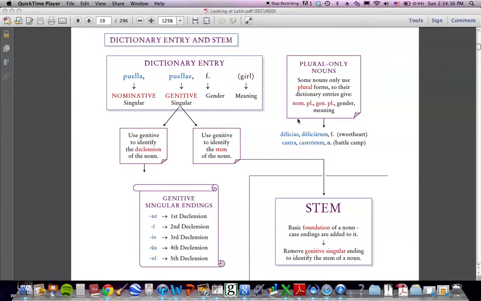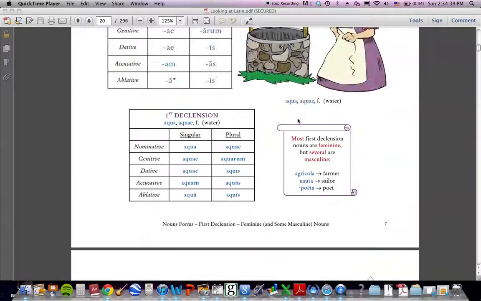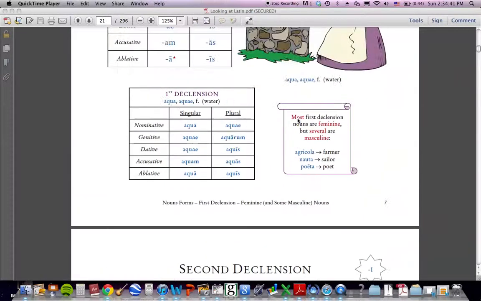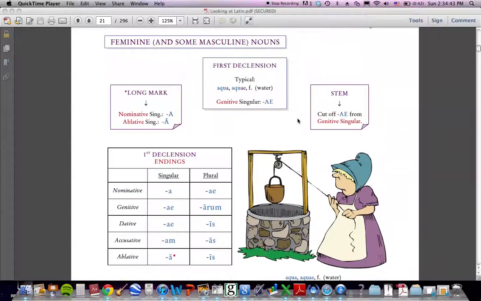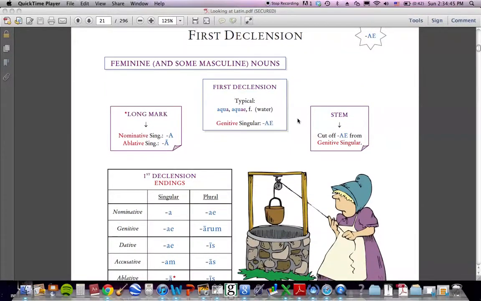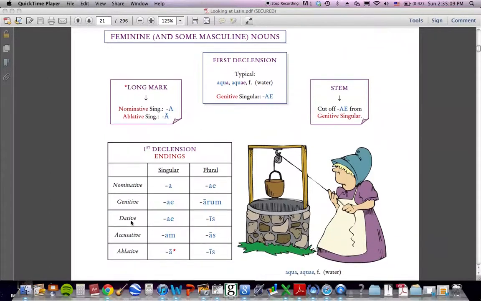Let us look now at the sets of endings that you will need to memorize. Right here, we have the endings of the first declension. The first declension endings, you will have to memorize the endings a, ae, ae, am, a, ae, arum, is, as, is. Right now, I would like you to memorize these endings right here without wondering really what they belong to, or what they mean, or what the significance is. I will go over this as we progress in our course.